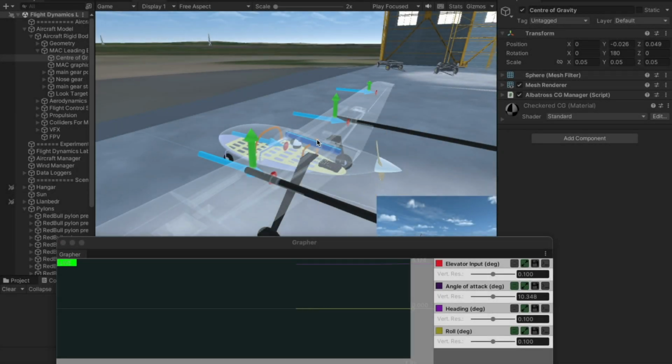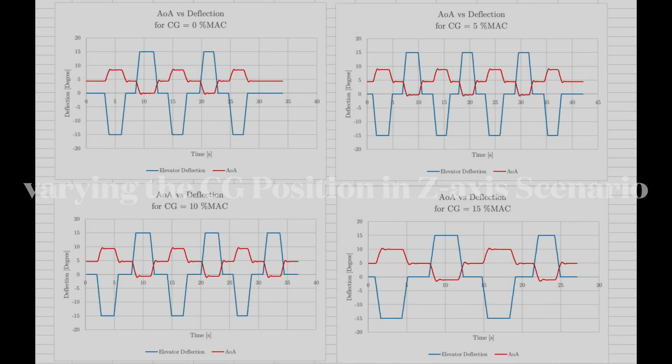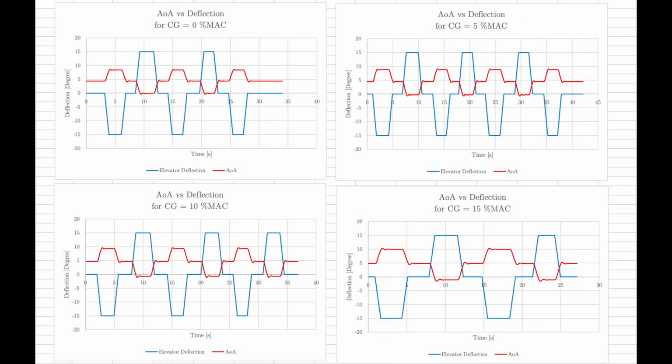Finally, it was decided that the optimal location for the CG in the Y component is about -0.026, which resulted in no or minor change in angle of attack. These plots demonstrate how the aircraft's longitudinal dynamic response was affected by changing the CG location on the Z-axis.